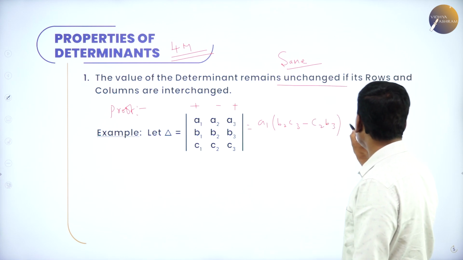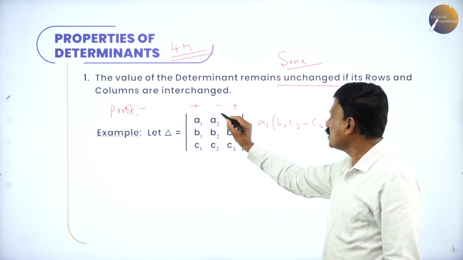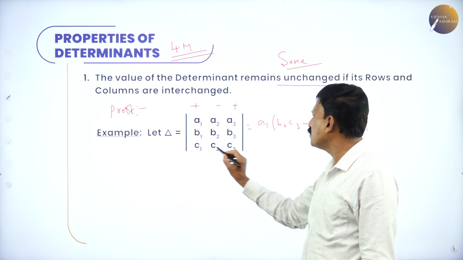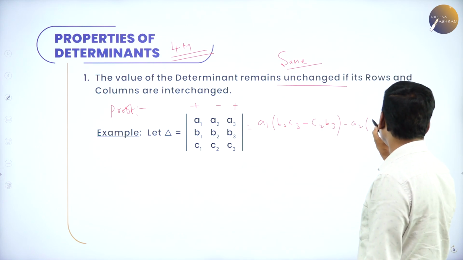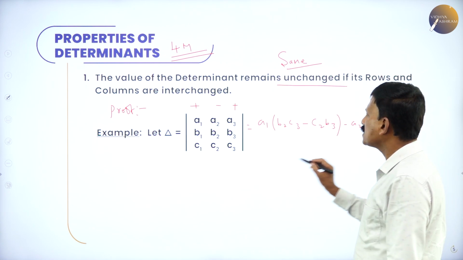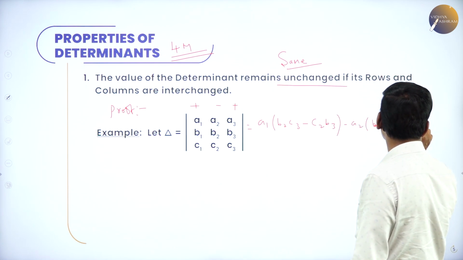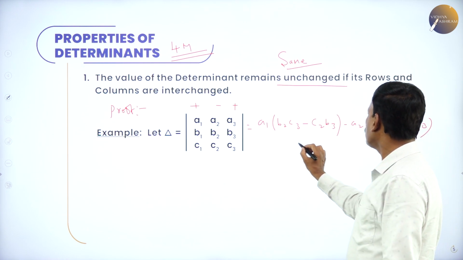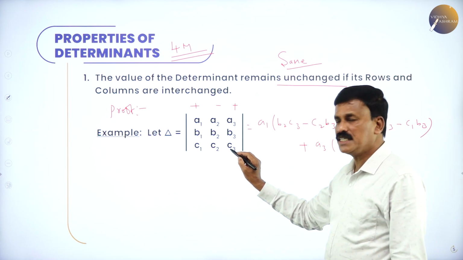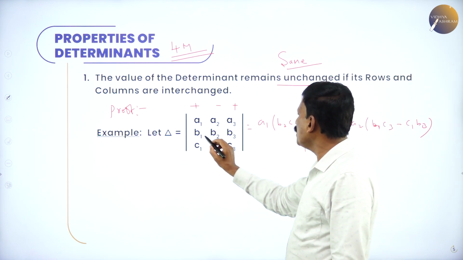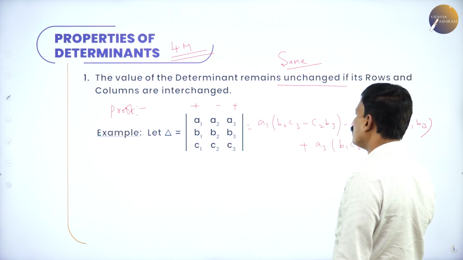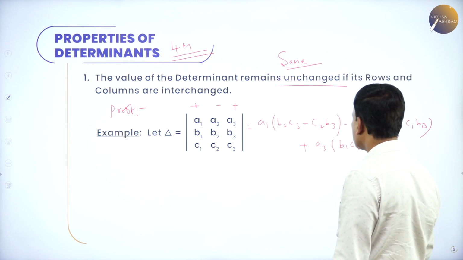Minus the second element, A2 into, delete the row and column containing A2, this is gone and this is gone. B1, B3, C1, C3 cross multiplied: B1, C3 minus C1, B3. Next, plus the third element A3 into, delete the row and column containing A3: B1, C2 minus C1, B2. Now expand this.